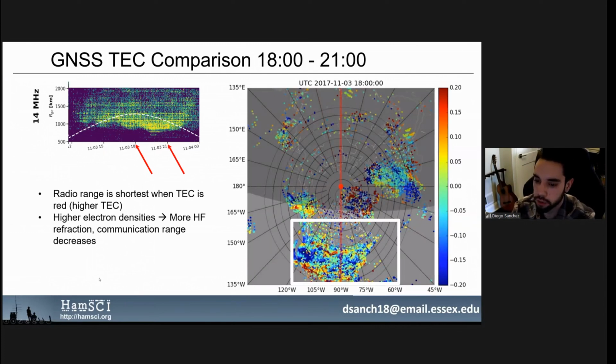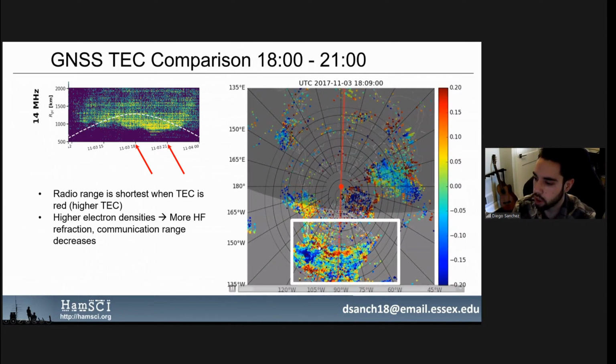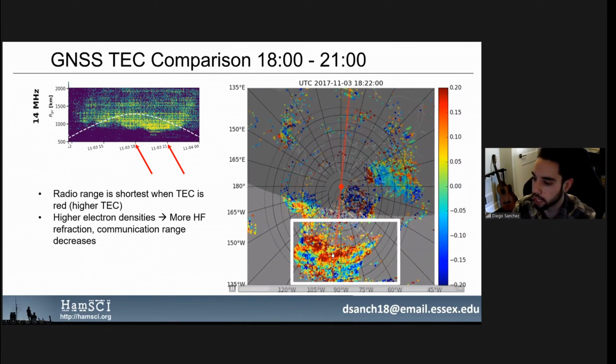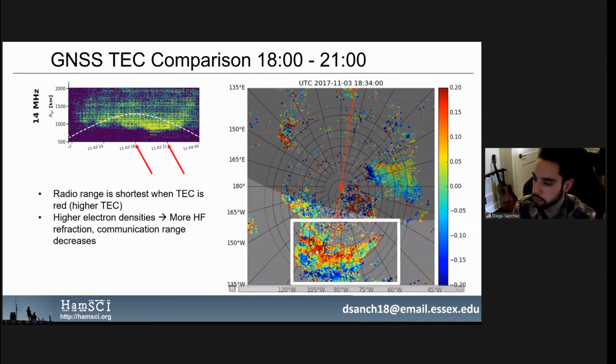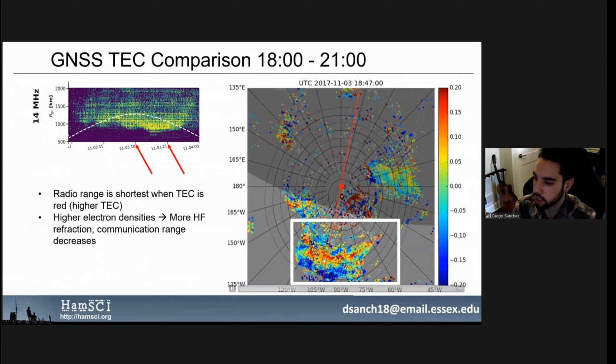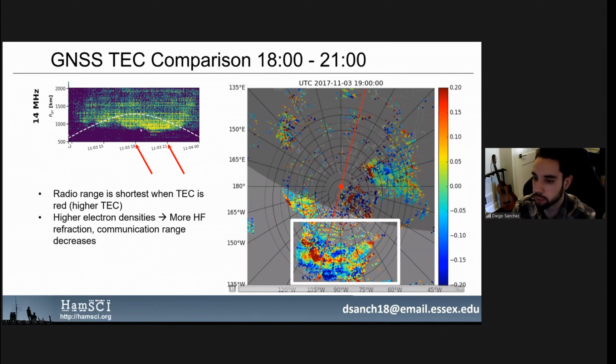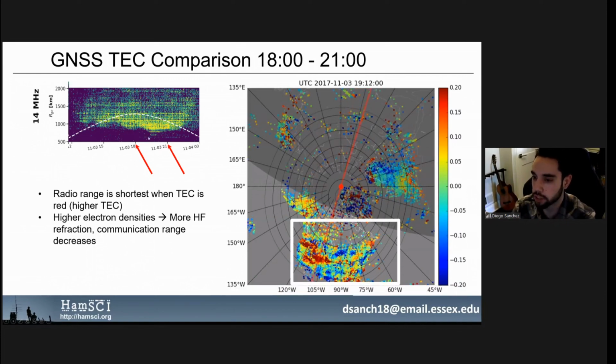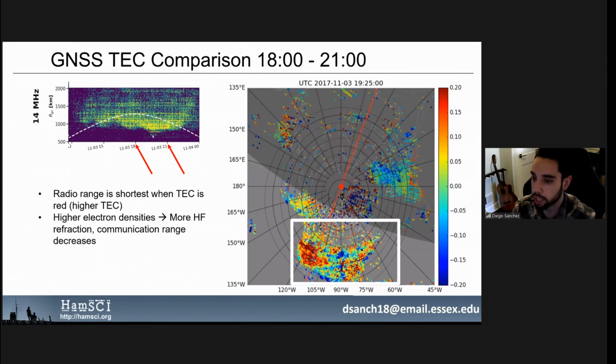And again, here for 6 o'clock to 9 o'clock, and you could almost see the wave propagating southward here, which coincides very well with what we're actually seeing on the ham radio histogram.